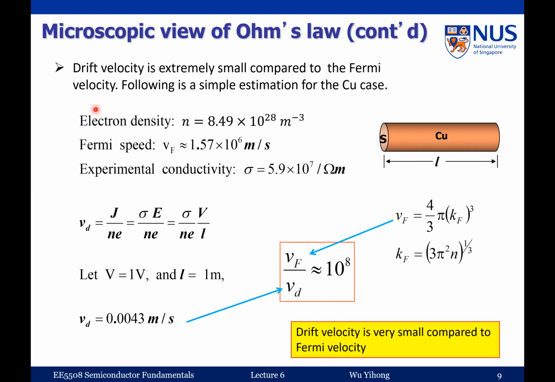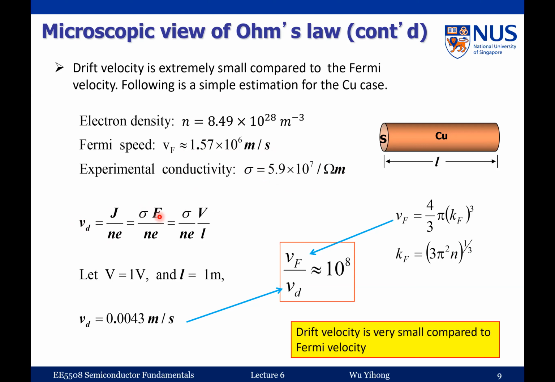Okay. So for copper, we know the electron density, and we have used this electron density several times in this module. And then the Fermi speed or Fermi velocity for copper, we already calculated in a previous lecture, and we just use that value. And the experimental conductivity means the conductivity of pure copper, which is roughly given by this value, right? If we know this, then we can calculate the drift velocity, because J equals N e Vd, so Vd is basically J divided by N e. So J is sigma E, so this is sigma, and this one is E.